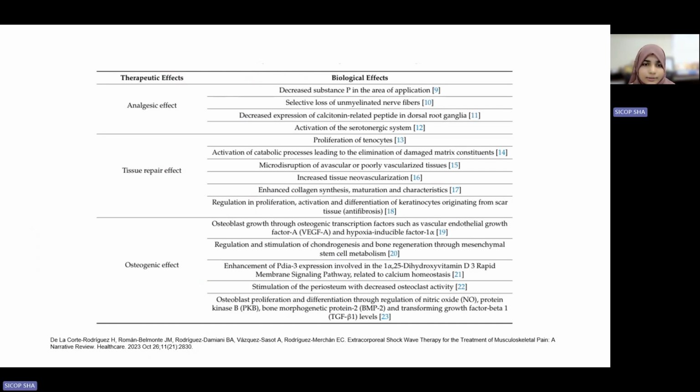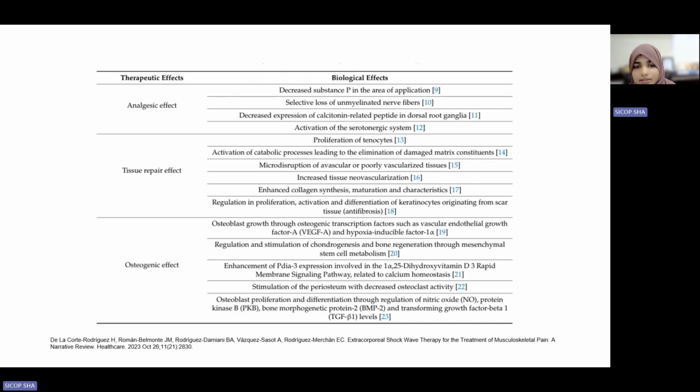Another effect is tissue repair effect. Here we see proliferation of the tenocytes, activation of catabolic processes leading to elimination of damaged matrix constituents. There is micro disruption of avascular, poorly vascularized tissue, increased tissue neovascularization, and enhancement in collagen synthesis and maturation, and also regulation in proliferation, activation, and differentiation of keratinocytes originating from the scar tissue. Thus, by producing all these biological effects, it will help in tissue repair.